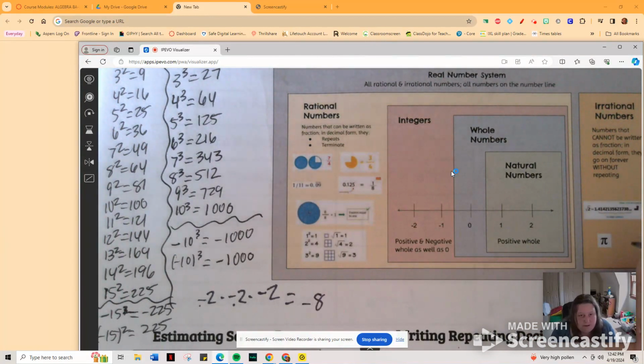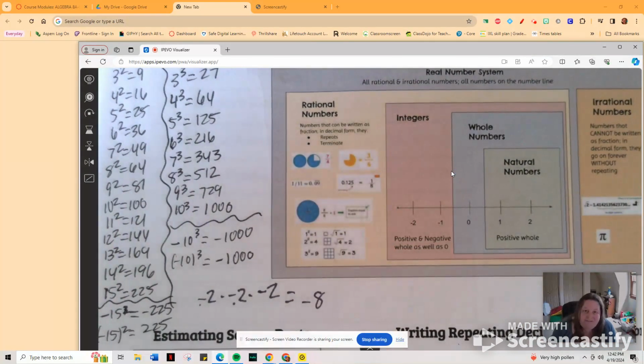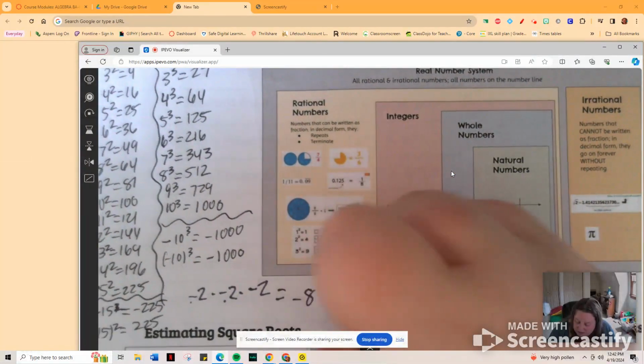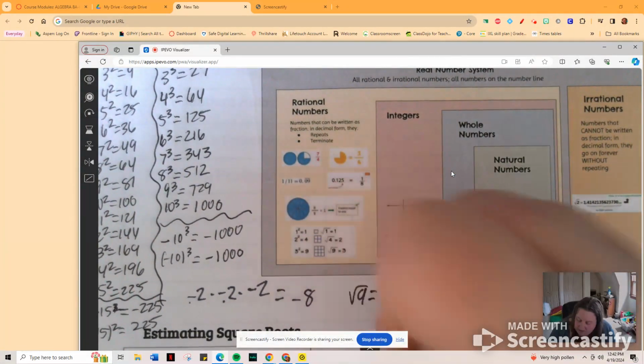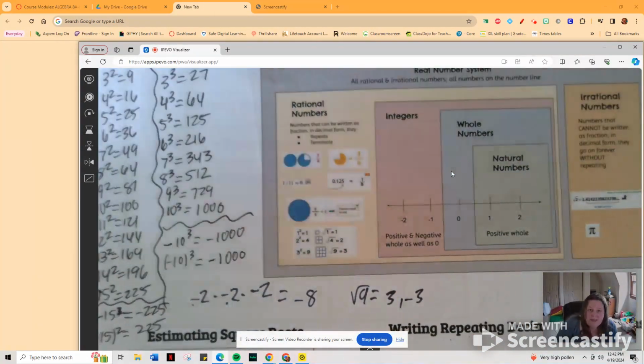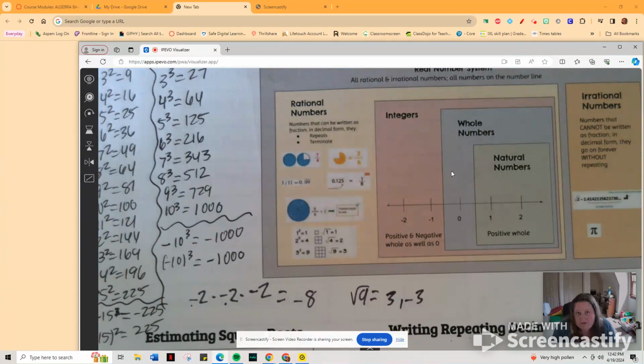Now, square roots can be negative. I should say they can have a negative answer. So for example, if I was asked to take the square root of 9, it could be 3 because 3 times 3 is 9, but it also could be -3 because -3 times -3 is 9. Okay, it's the same number times itself.